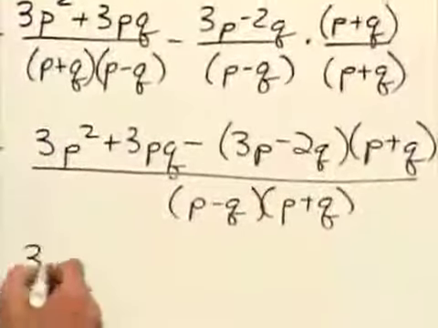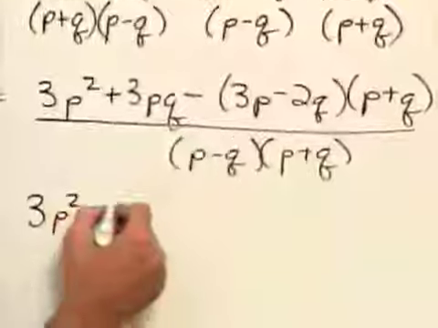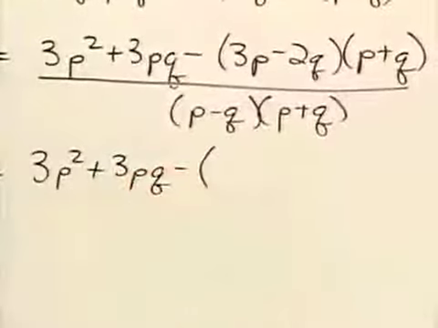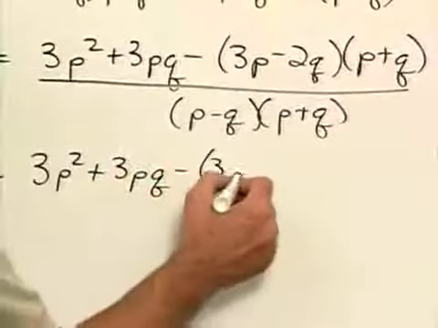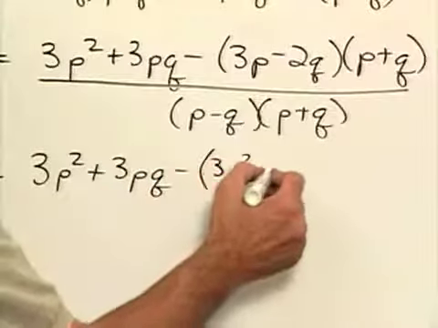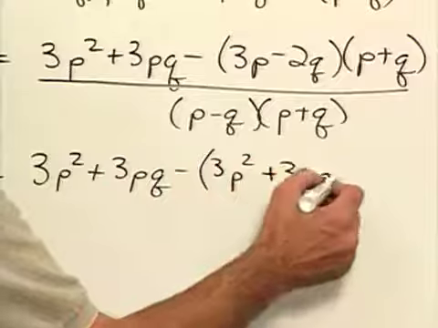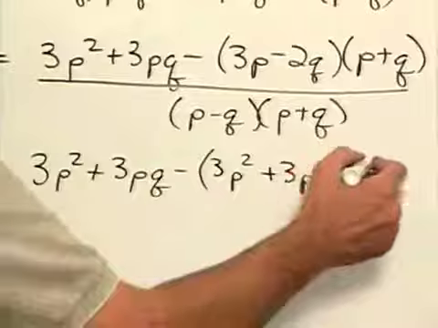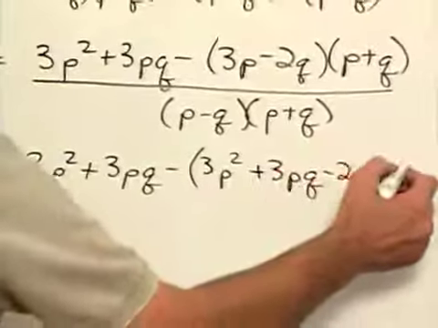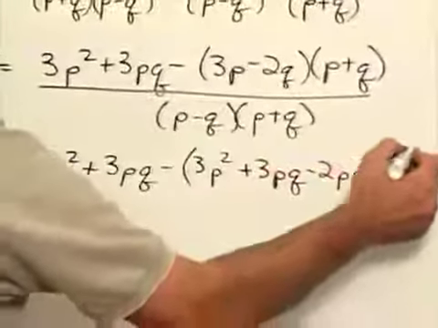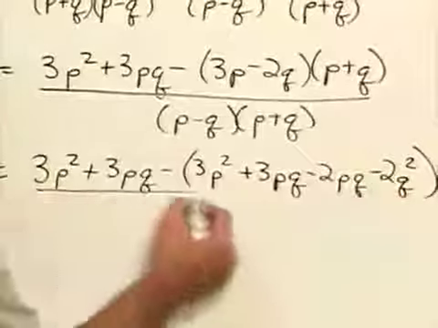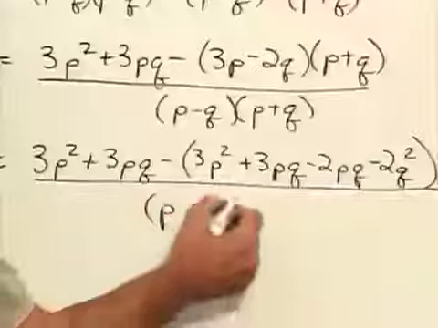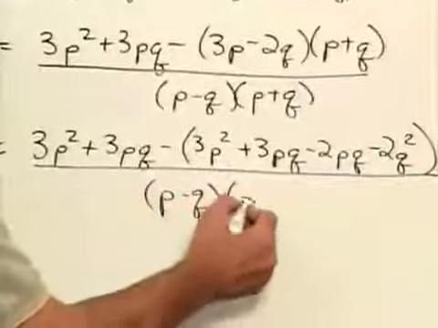So I'm going to have 3p squared plus 3pq minus, again, let's do our multiplication, 3p squared plus 3pq minus 2pq minus 2q squared. And this is all over our least common denominator of p minus q times p plus q.